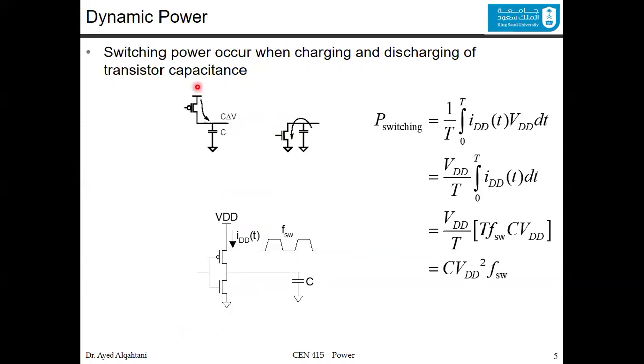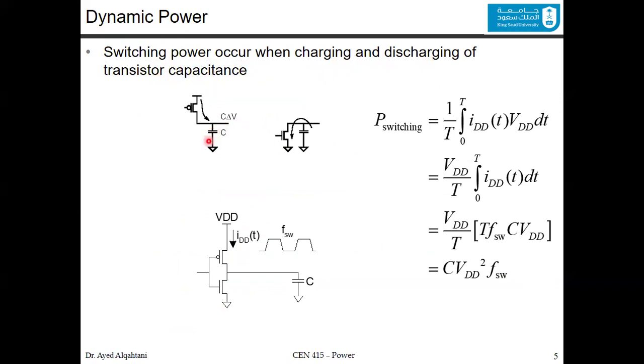Now we will start by talking about the first type, which is the dynamic power. We will spend some time on it, and then once we are done, we will move to the static power. The dynamic power is because of the switching power that occurs when charging and discharging the transistor capacitance.